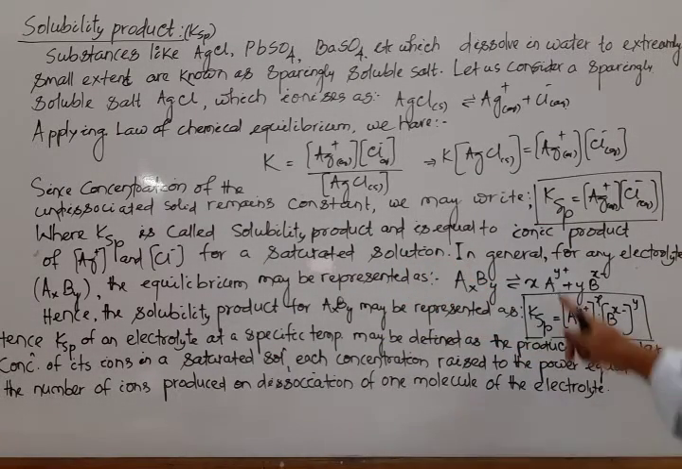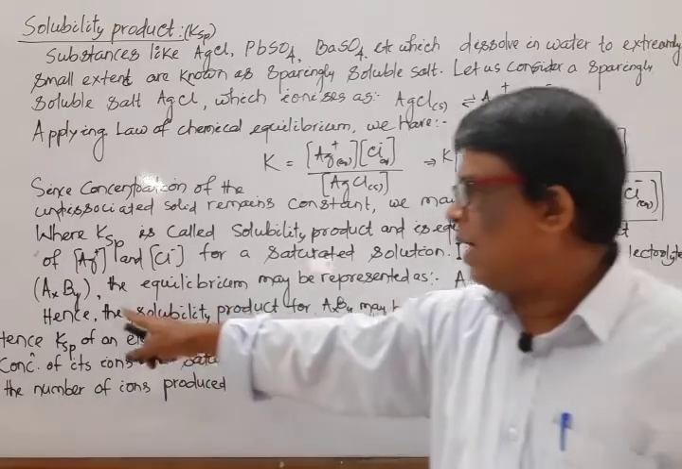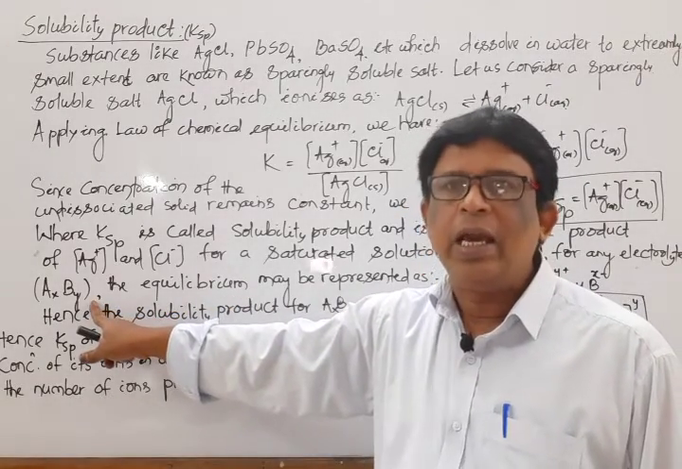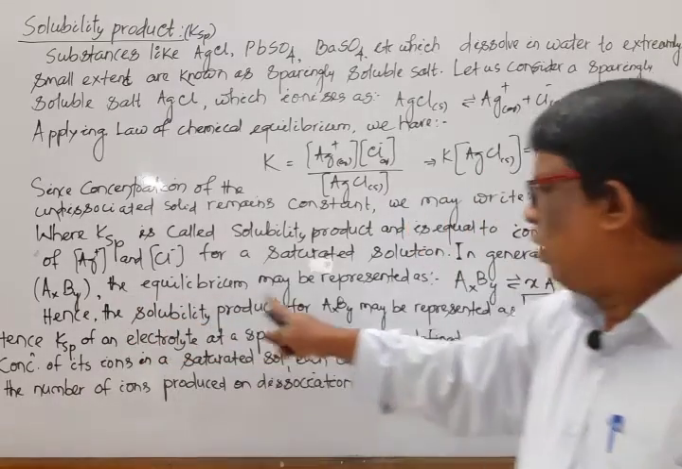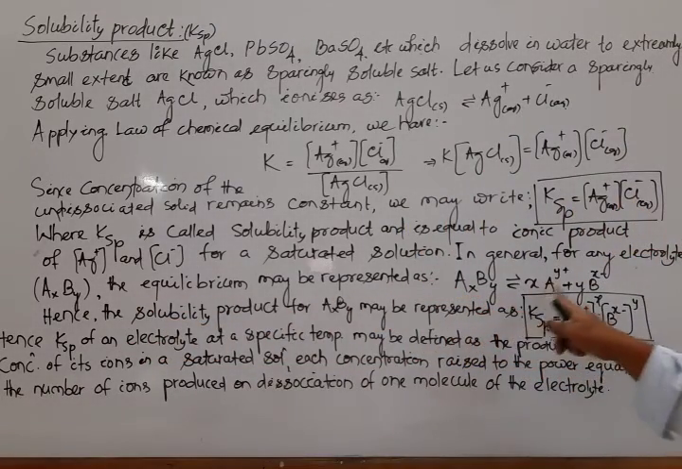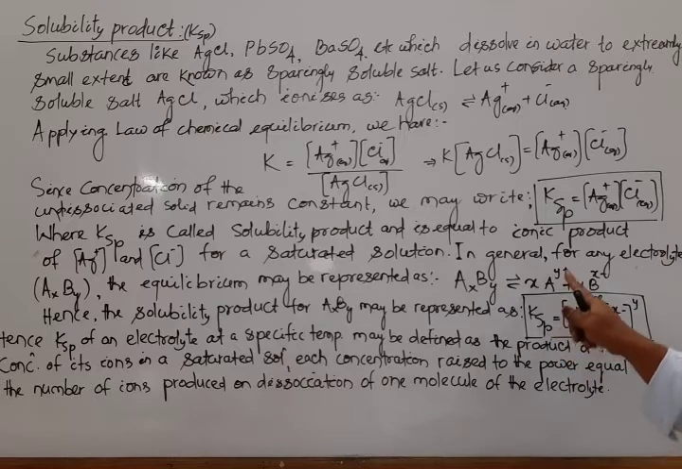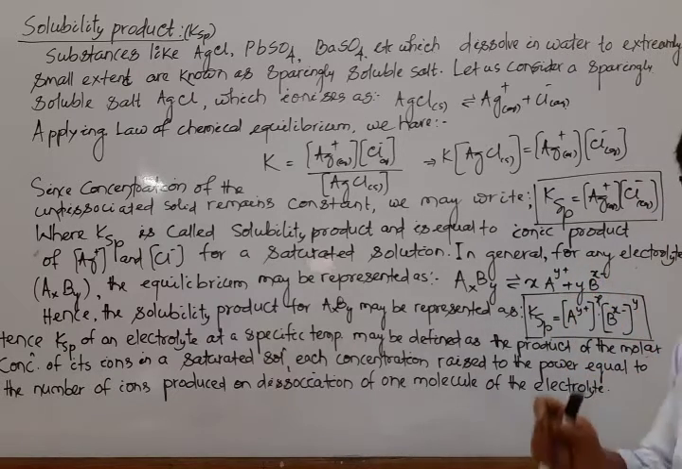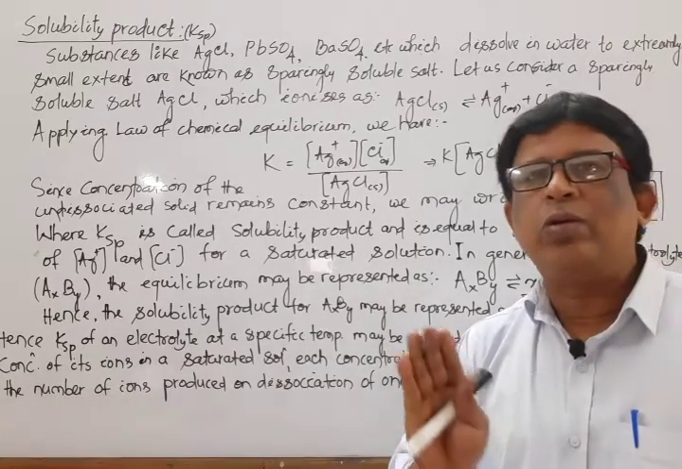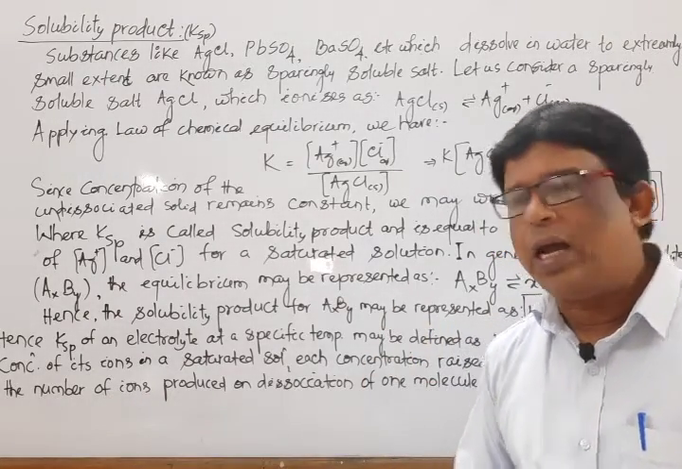Let us consider in general any electrolyte, symbolically represented as AxBy. The equilibrium may be represented as AxBy breaking down to x A^(y+) plus y B^(x-). I remind you again, A^(y+) and B^(x-) are known as the cation and anion. x and y are the number of cations and anions.